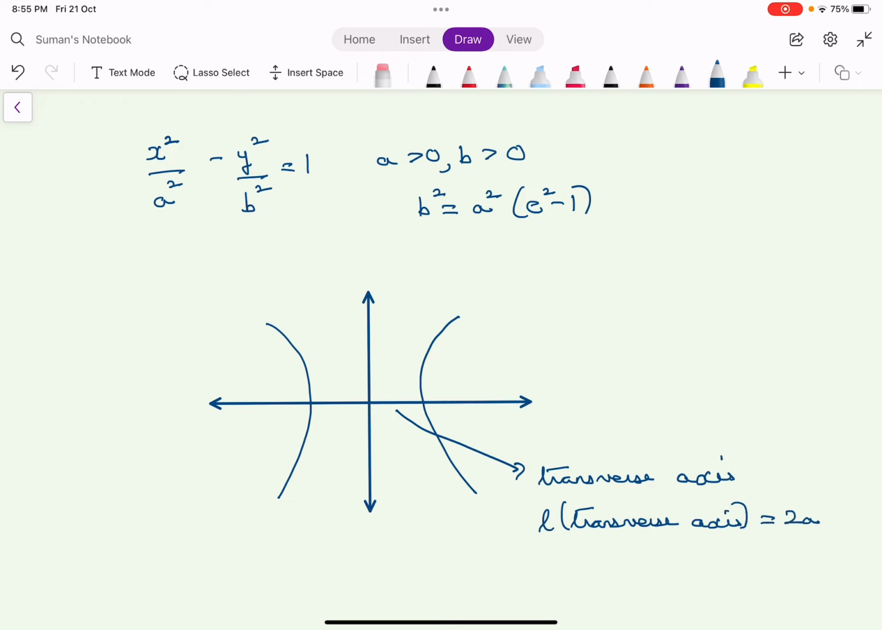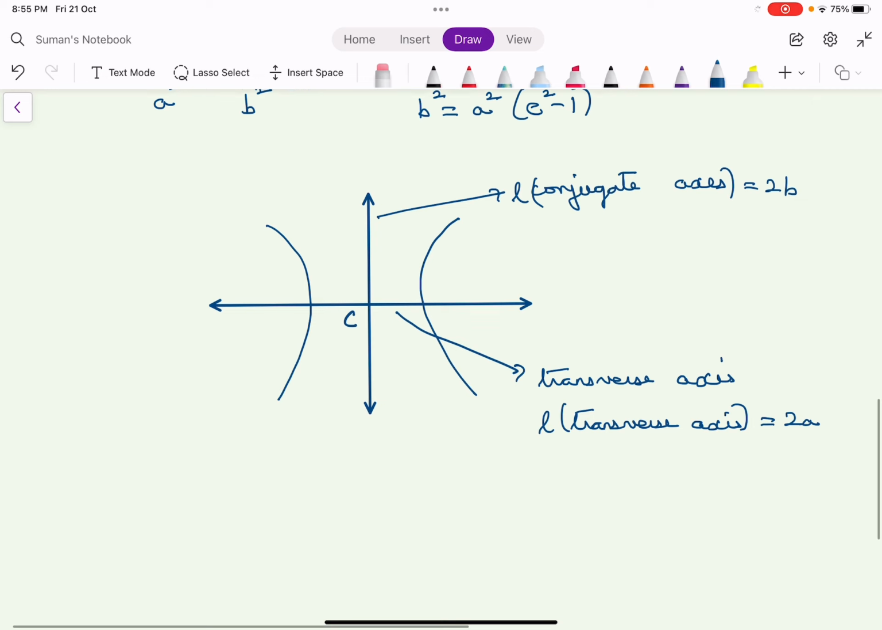Then the vertical axis here is called the conjugate axis, and the length of the conjugate axis is 2b. Then you have the center, which is 0, 0. So your center is 0, 0. The vertices are, there are two vertices here, a, 0 and minus a, 0. So these are the vertices, plus or minus a comma 0.